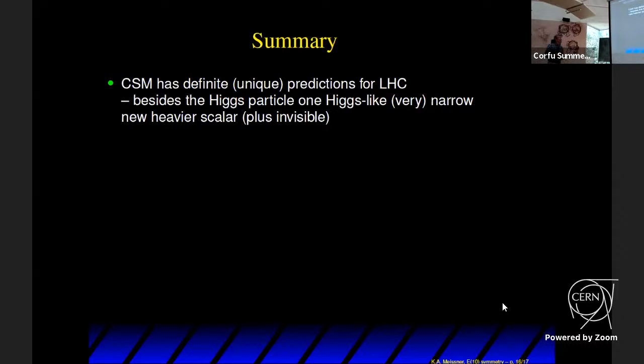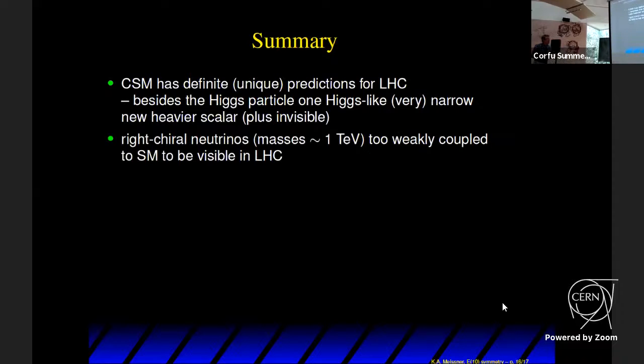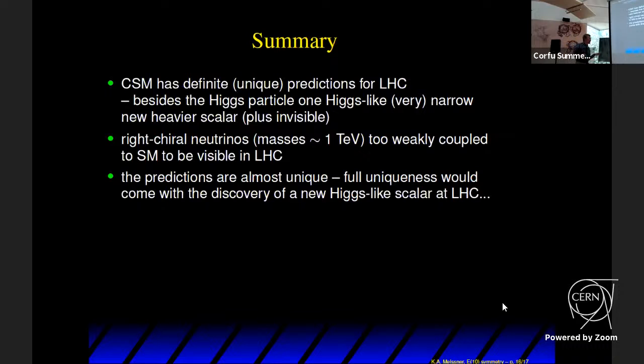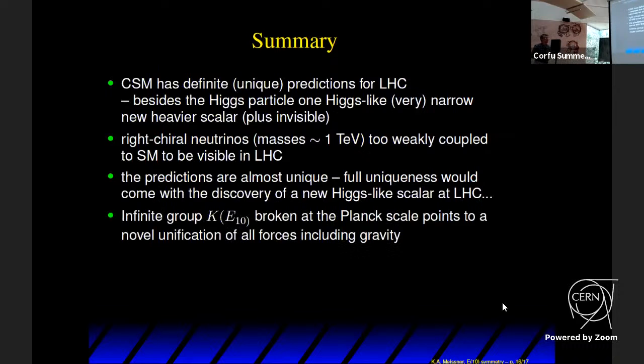The conformal standard model has definite unique predictions for the LHC. Besides the Higgs particle, one Higgs-like very narrow heavier scalar. If it is discovered, we can fix all the couplings and we can see whether it fits what we predict. Right chiral neutrinos are too weakly coupled to be visible. The prediction is almost unique. Full uniqueness would come with the discovery of a new Higgs-like scalar. That's why I'm very much waiting for what the LHC will see after starting in March.